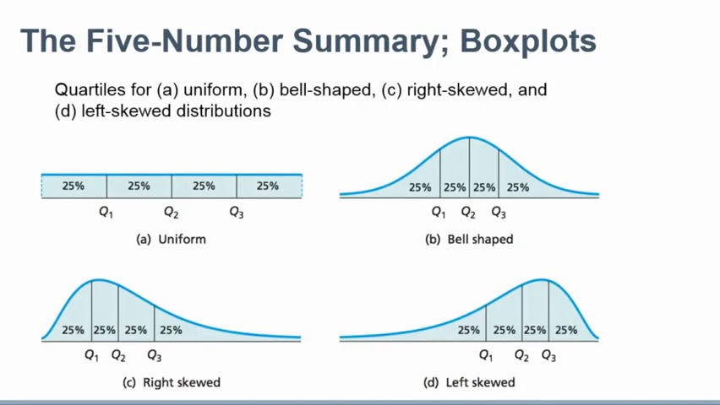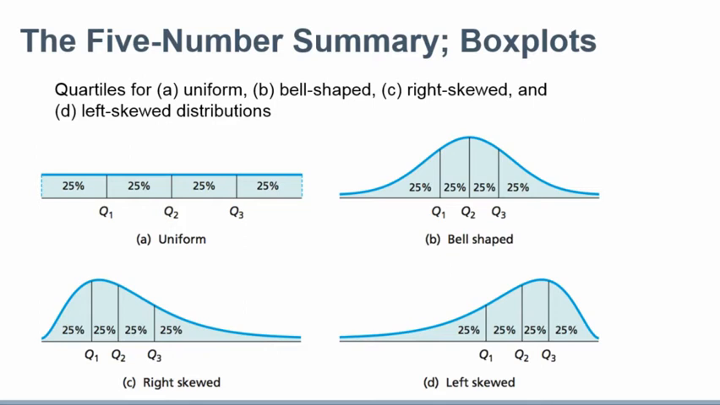5-number summary, boxplots. Here we have 4 different distributions. We have a uniform distribution, a bell-shaped distribution, right-skewed distribution, and a left-skewed distribution. For each distribution, Q1, Q2, Q3 split the distribution up into 4 equal parts. Each part is worth 25%.